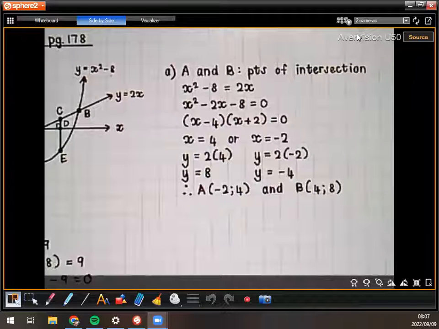Alright, so you make the two equations equal. The equation of the parabola equals the equation of the straight line, and solve for x there. Right? So we're going to do just the equation of the parabola. The parabola is y equals x plus 5.